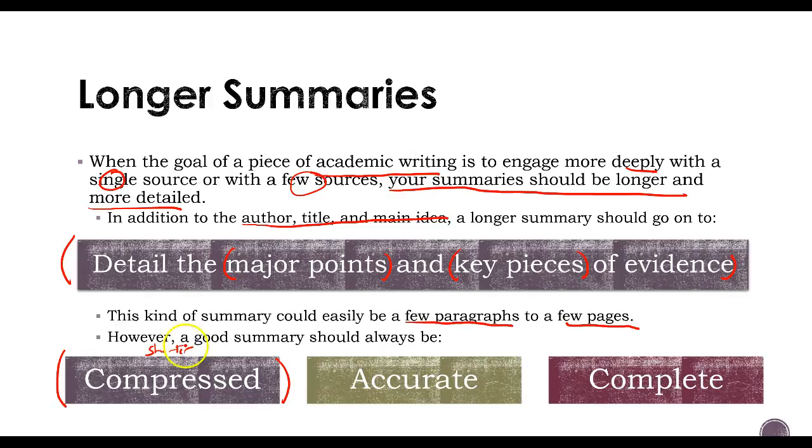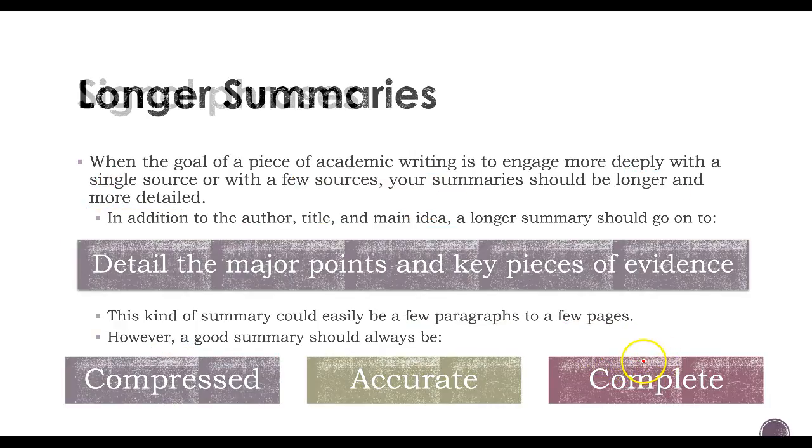Otherwise, what's the point in writing the summary? You should just put the original in there. You also want your summary to be accurate. By accurate, I mean the things that you explain in the summary are the things that the author means in the text. And lastly, you want it to be complete. Complete means that you've captured all of the most essential parts of the essay. If you're missing any major pieces of the essay, your summary is not complete. So make sure your summaries are all 3 of these things: compressed, accurate, and complete.